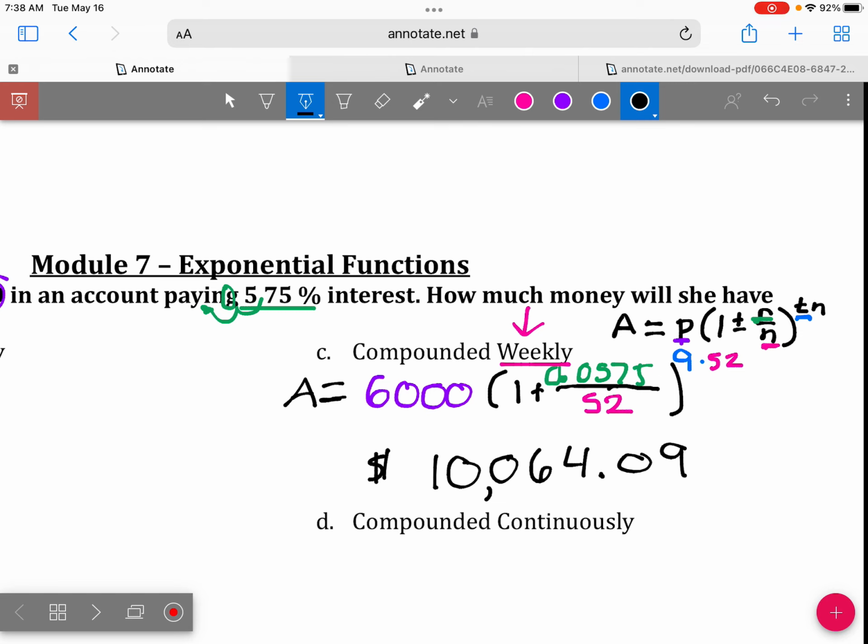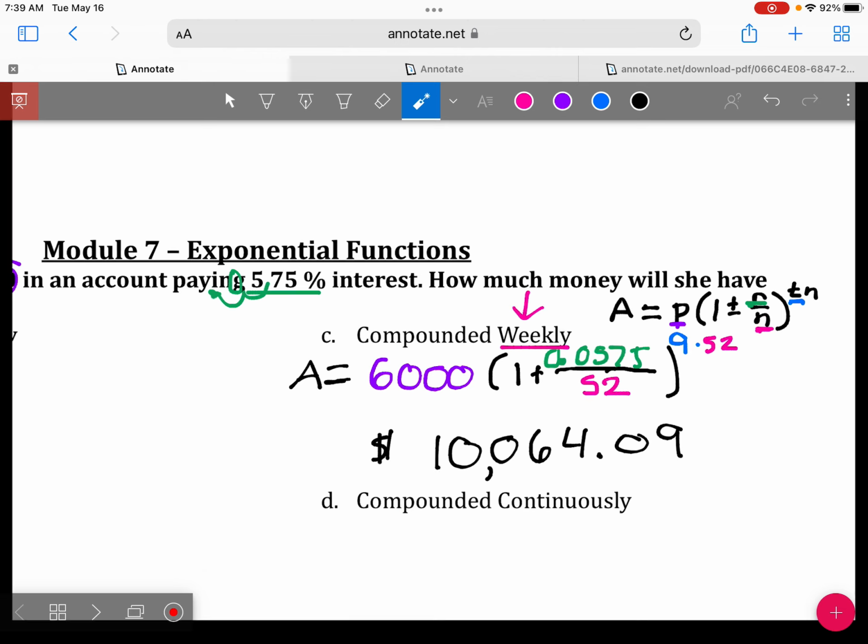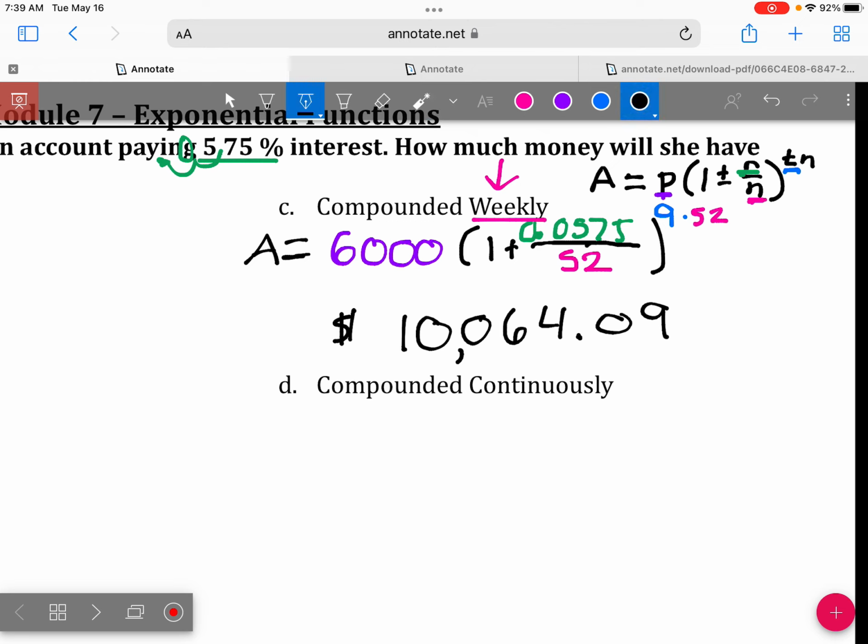So anytime it says compounded and it gives you any word other than continuously, this is the formula we use. If it's compounded any way, the only thing that's going to change is your n. And that's based on your compounding factor here. The only one that's different is our compounding continuously, and that has its own formula here. Our amount is still our principal, the number e to the power of our rate times time. PERT. In a minute since we talked PERT.